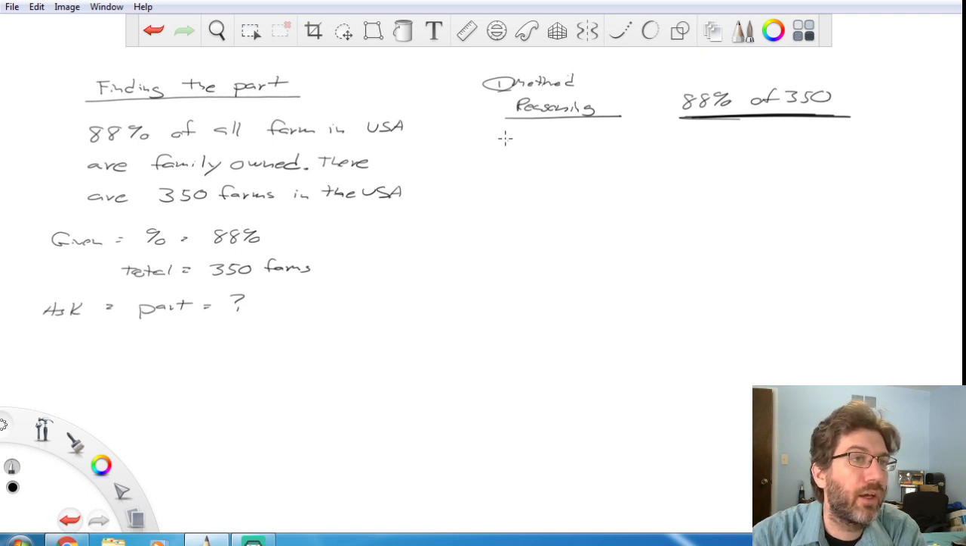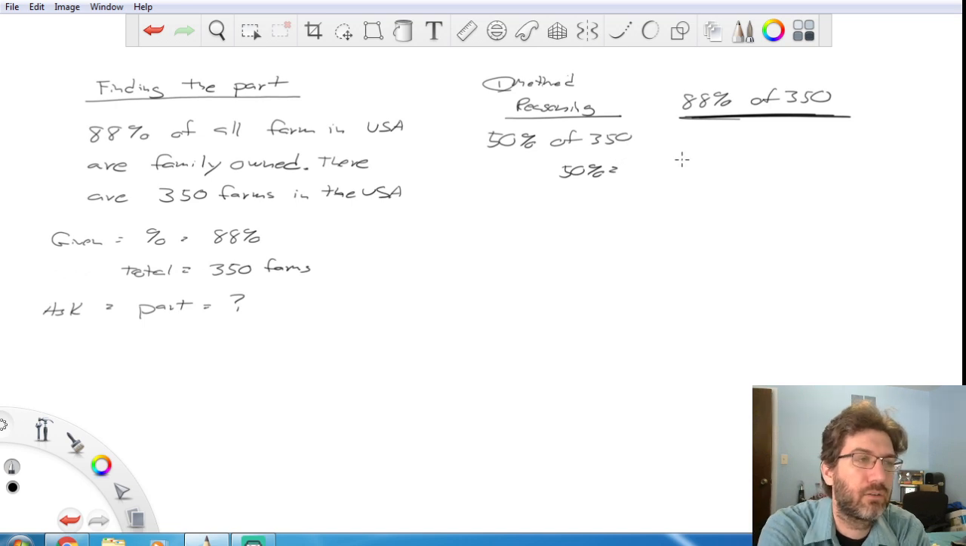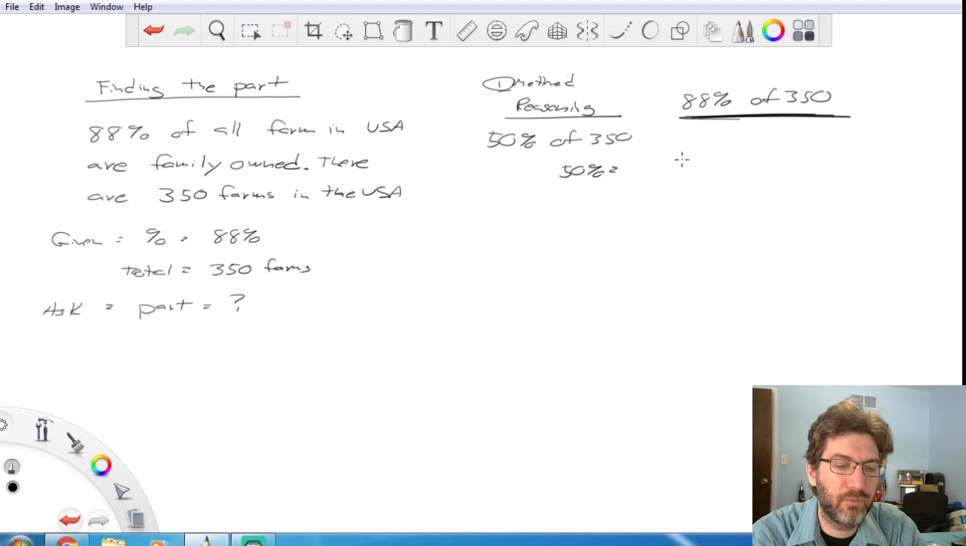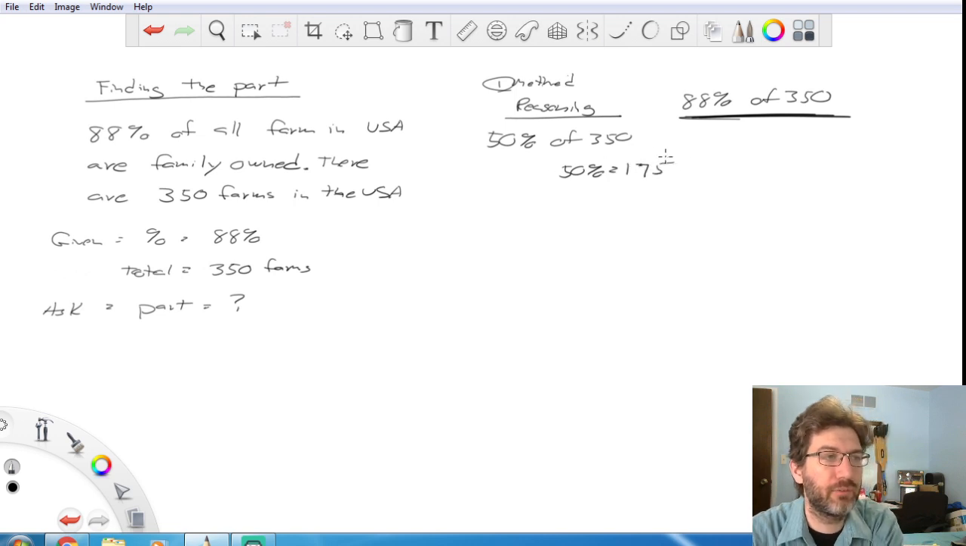Well, I know that 10%, well, let's start with 50. I know that 50% of 350 is just half. So half of 350, so therefore 50% equals half of 350. What is that, 175? I don't know, I'll just divide it in half. 350 divided by 2 gives me 175. So this is half, that's 50%.